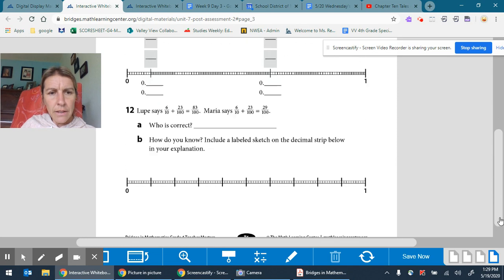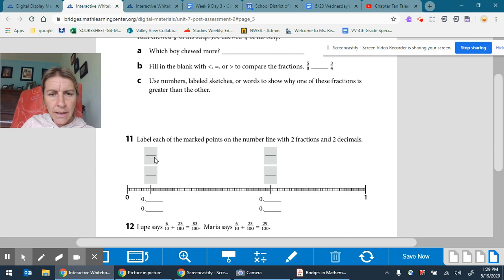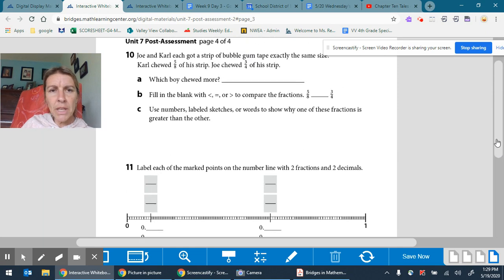let's just see. 11, you guys, it says label each of the marked points. Here are fractions, here with decimals. This is between 0 and 1. It looks like the segments are in tenths. So what two decimals could you write here? What two fractions could you write here? And what two decimals? All right, pause and begin.